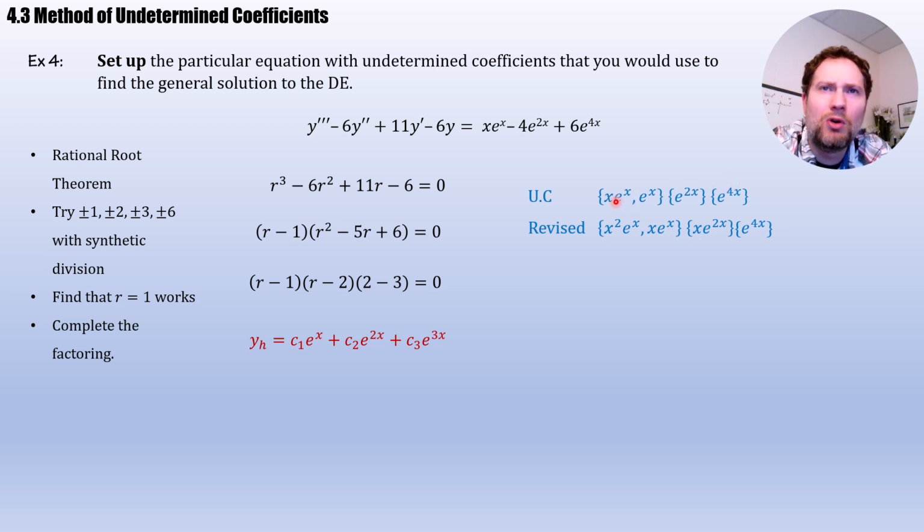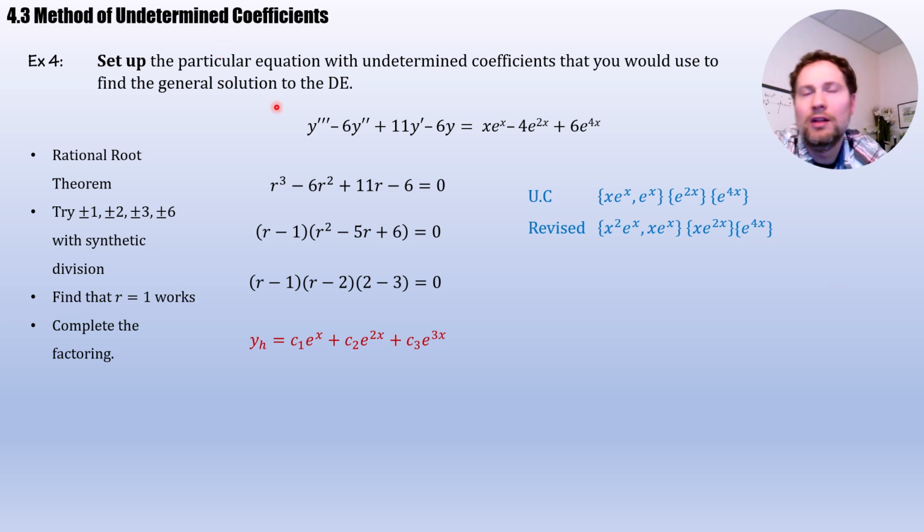Now revision, remember, only needs to happen to the set that's the violating set, or two violating sets in this case. I'm going to have to revise both of these sets here. This set needs to be revised because notice the e to the x is right here in the homogeneous solution. And this set also needs to be revised because notice the e to the 2x is part of the homogeneous solution right here. E to the 4x doesn't need any revision, so we'll just leave it as it is. So that was the trickiest part.